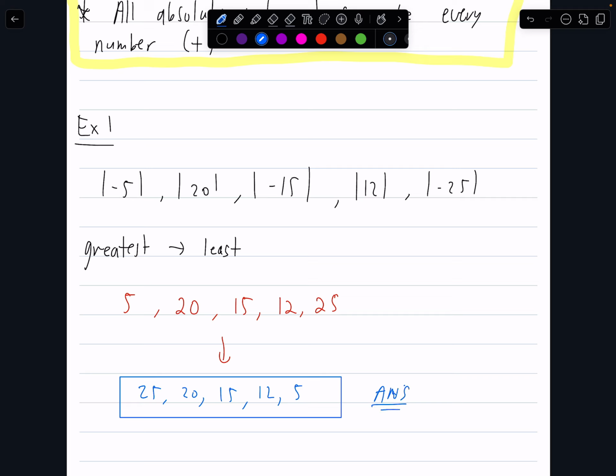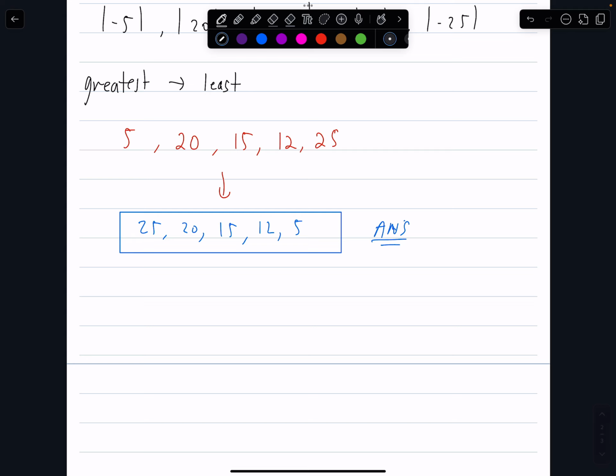So this is the first type of question, and this is honestly very, very simple. It's very easy. All you need to know is once these bars are surrounding the number, that just automatically makes the number positive. And once they're positive, now you're just rearranging it from greatest to least. You guys know how to do that. From grade 1, you already know how to do that. That's the first type of question you're going to get.